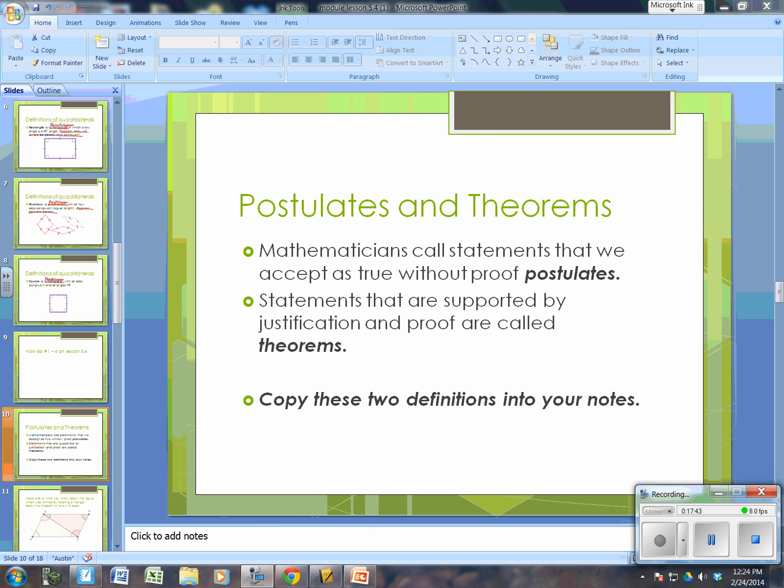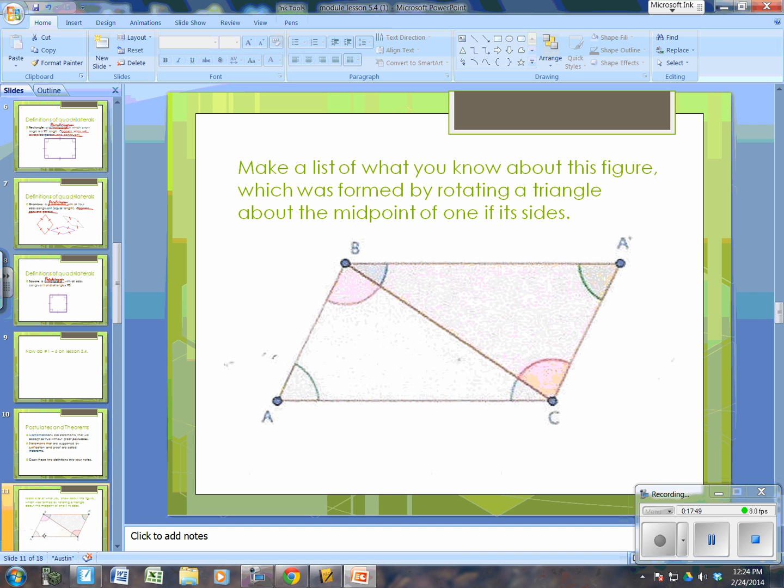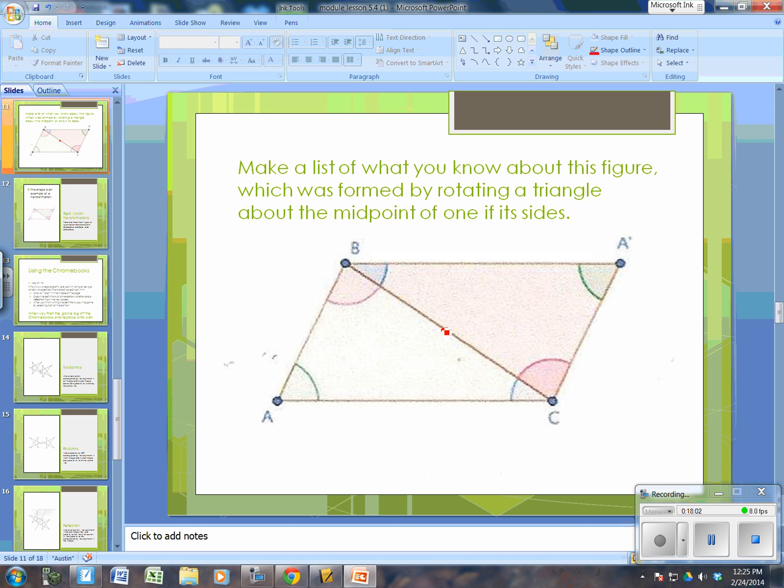All right. Make a list of what you know about this figure, which was formed by rotating a triangle about the midpoint of one of its sides. Let me show you what I mean by this, you guys. Actually, everybody put your pencil down for a second. I just want you to watch this part. Let's suppose that this is the midpoint. I know it's probably not exactly that. We're just guessing. But if we were to take this bottom triangle and rotate it about this point right here that we've created, that midpoint, 180 degrees, that means halfway around it, where would it end up?